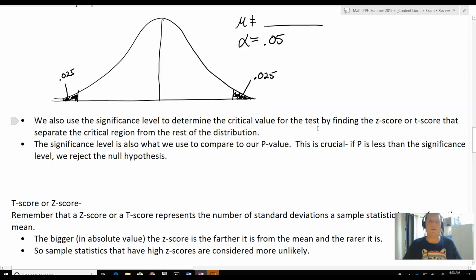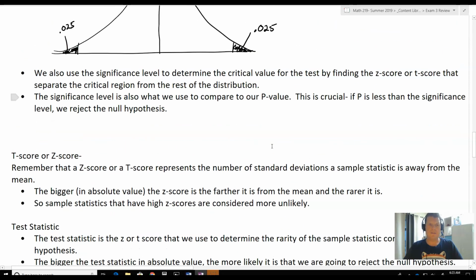We'll also use the significance level to determine the critical value for the test by finding the z-score or t-score that separate the critical region from the rest of the distribution. The significance level is also what we use to compare our p-value. This is crucial. If p is less than the significance level, alpha, we reject the null hypothesis. You're going to hear me say that a lot. So if our p-value is less than the significance level, we reject the null hypothesis.